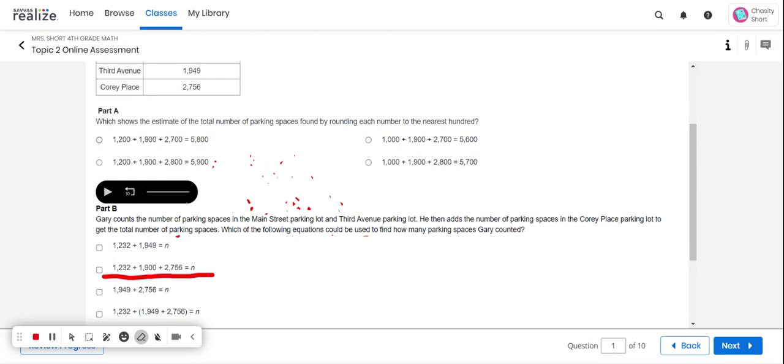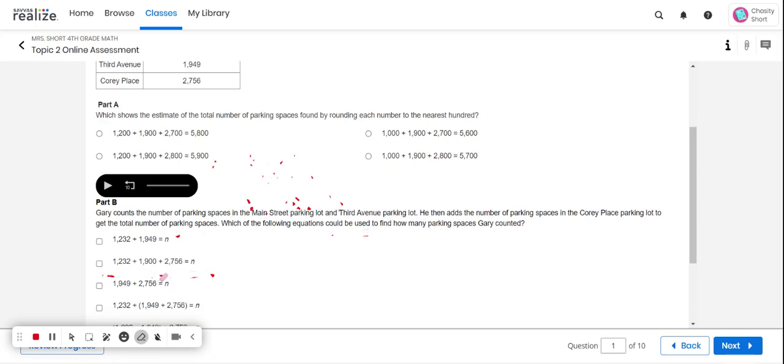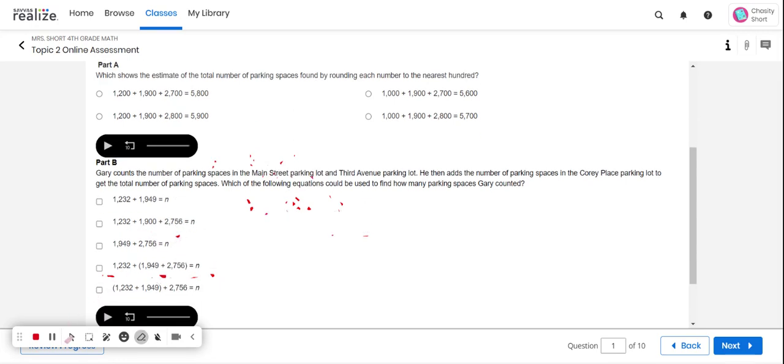In the second one, they have rounded only one of these numbers. They rounded the 1949 down to 1900, and you can't do that. You can't just pick and choose what you round. In the third one, they only have two of the values. So that one's not right. This fourth one, they have all of the values. They just flip-flop some of them around, or they use the associative property. They use the grouping property. So that one is true.